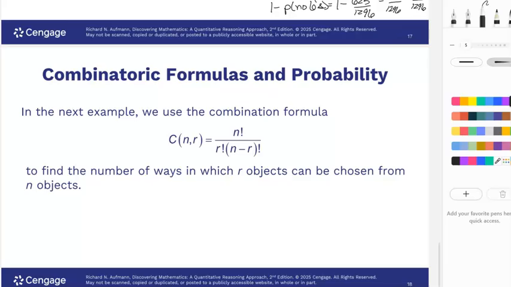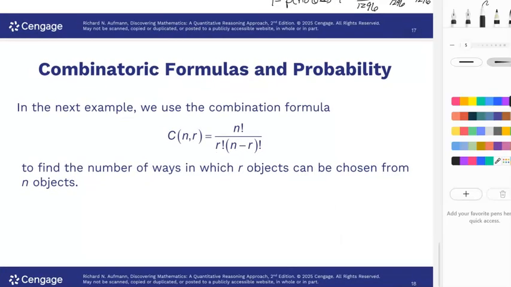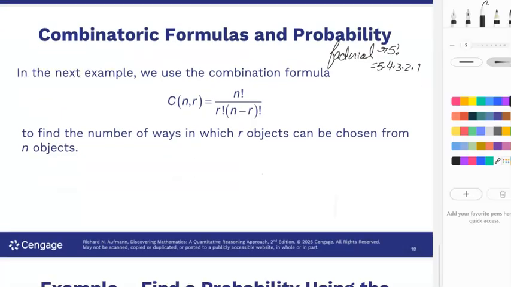with the outcome. This exclamation point is a factorial sign. It means you're going to multiply all the numbers, whole numbers, from whatever that number is down to 1. So for instance, 5 factorial would be equal to 5 times 4 times 3 times 2 times 1. So our combination formula would be n factorial over r factorial times n minus r factorial.